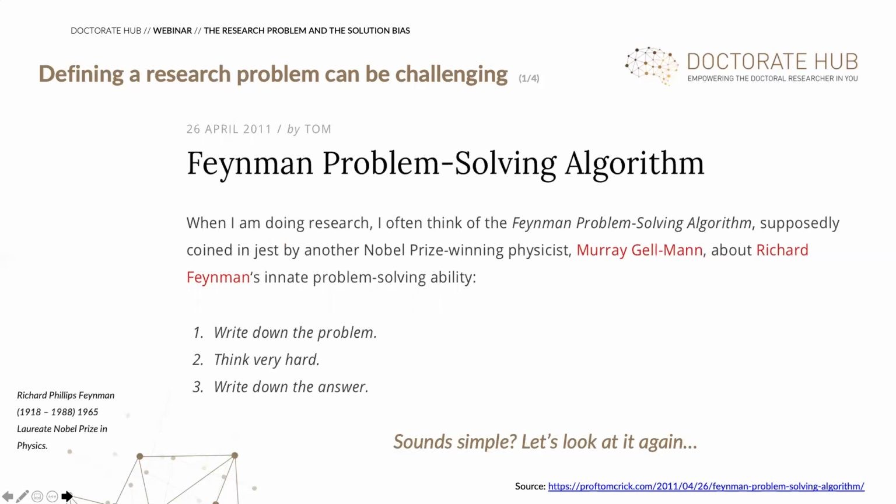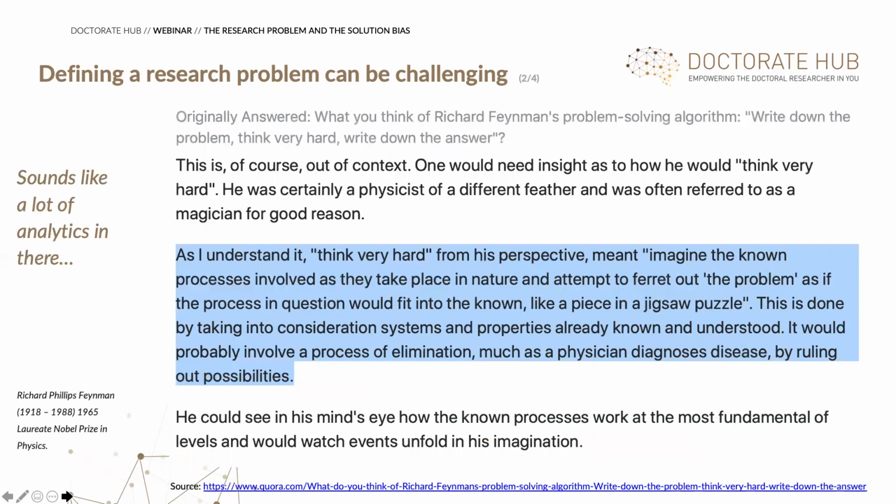Now, there was a very brilliant guy who won the Nobel Prize in Physics, and about him it was said that he had amazing problem-solving abilities. He would write down the problem, he would think very hard, and then he would write down the answer. That sounds simple, right? But let's look at why it can be challenging to define a research problem.